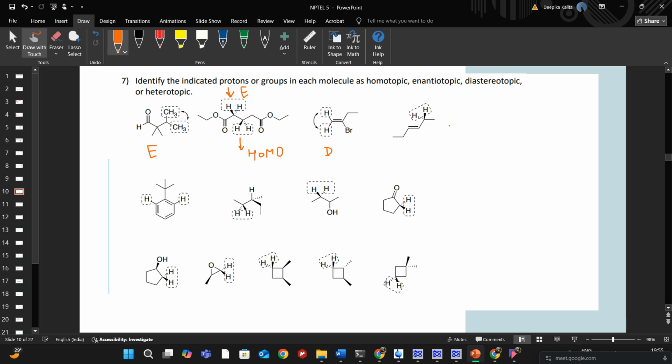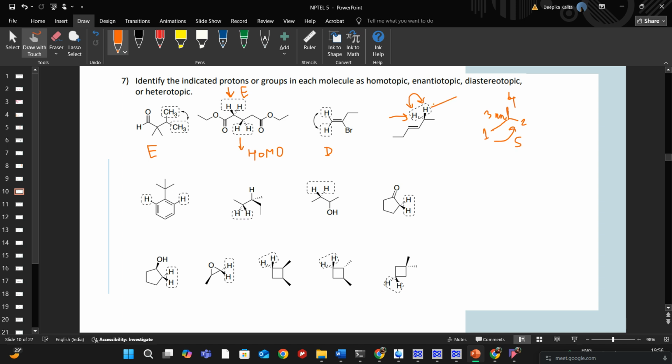Okay, let us move to the fourth molecule. In this fourth molecule, we have been asked to assign topicity to these two protons. Okay, so first we will replace this hydrogen by deuterium, and the priorities of these groups will look like 1, 2, 4, 3, and the absolute configuration will be S.